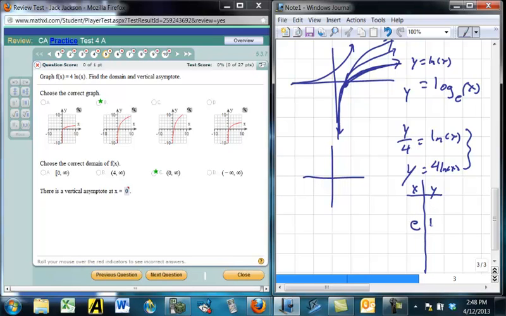Of course, e would go to 1. Remember, this is about 2.7. Now let's see. e would go to 1, because ln of e is 1, and then times 4. So this would be (e, 4), so 2.7 comma 4. We might see which one fits that. Then e squared: if we just say e is around 3, this will be around 9, a little less than that. And so we take the log of that, we get 2, times the 4 is 8.